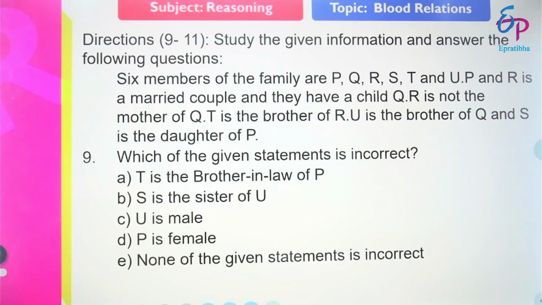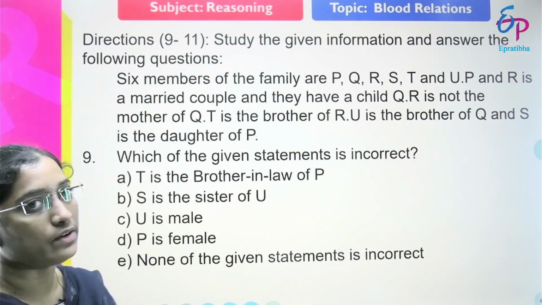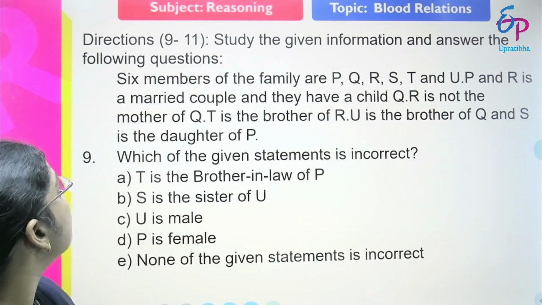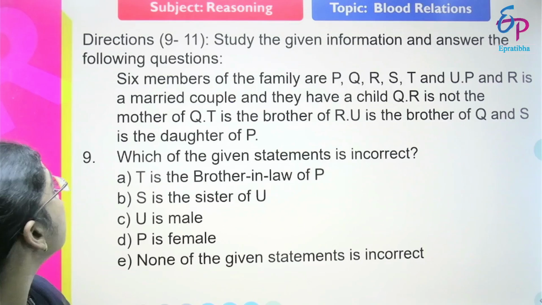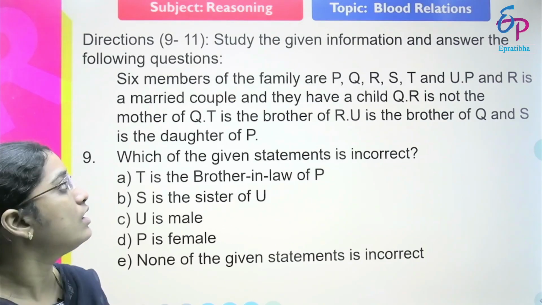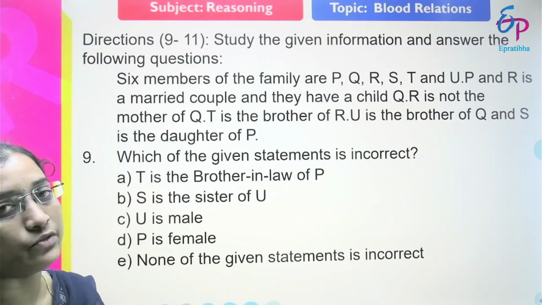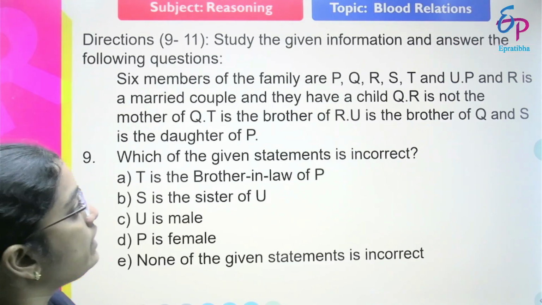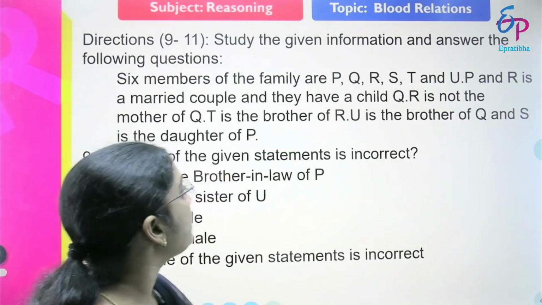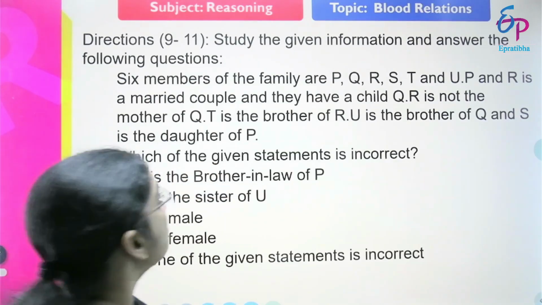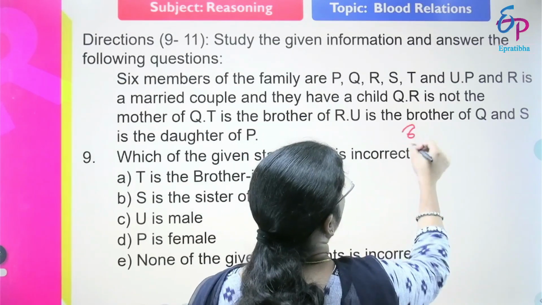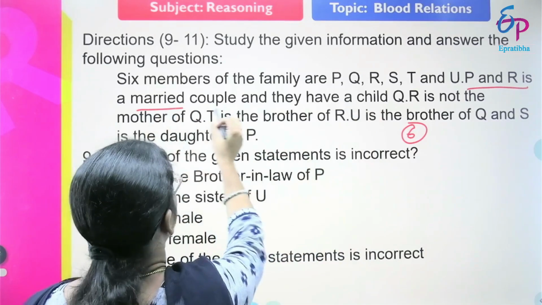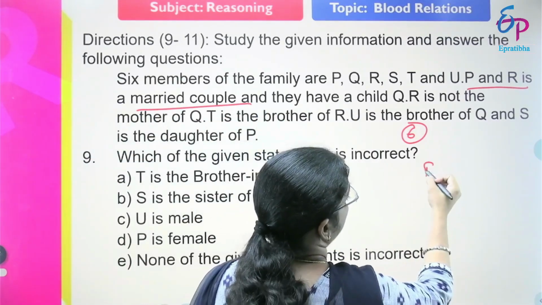Here we have directions for question numbers 9 to 11. Study the given information and answer the following questions. For all questions we have the same information, friends. The 6 members of the family are P, Q, R, S, T and U. P and R are a married couple. So out of 6, P and R are a married couple.